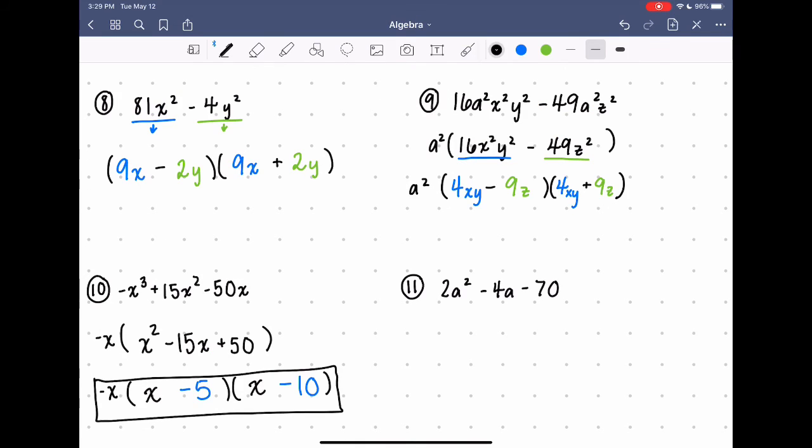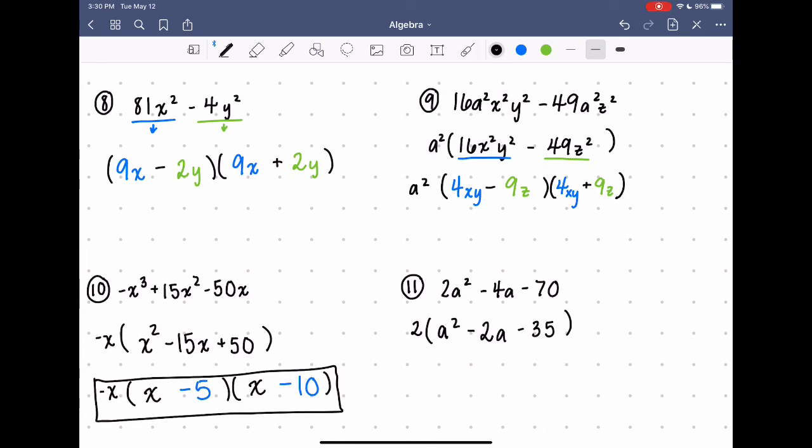Now let's look at the last one, number 11. So again, the first thing that I do before I factor is I look at all the terms and see if there's anything that they have in common that I can factor out first. So these coefficients, 2, 4, and 70, have a common factor. They can all be divided by 2. So let me divide out a 2 before I even start. So if I take a 2 out of every single term, I'm left with a squared minus 2a minus 35.